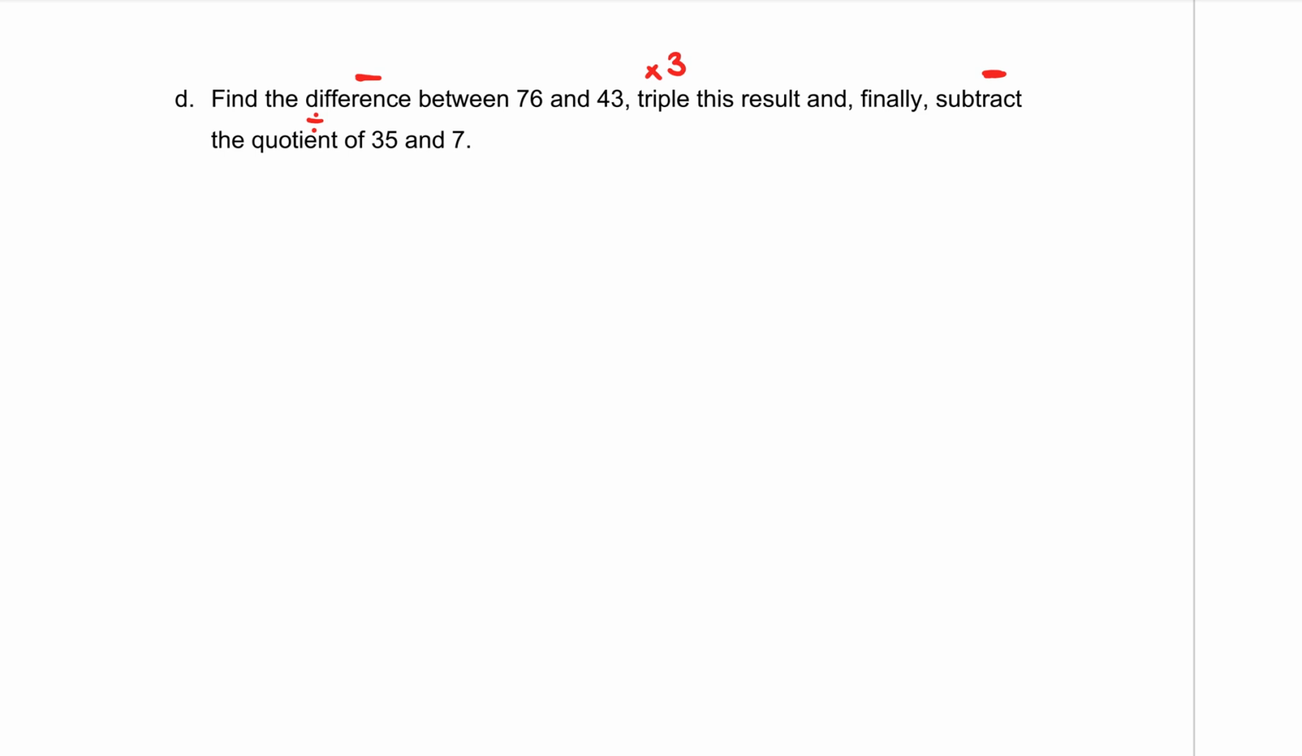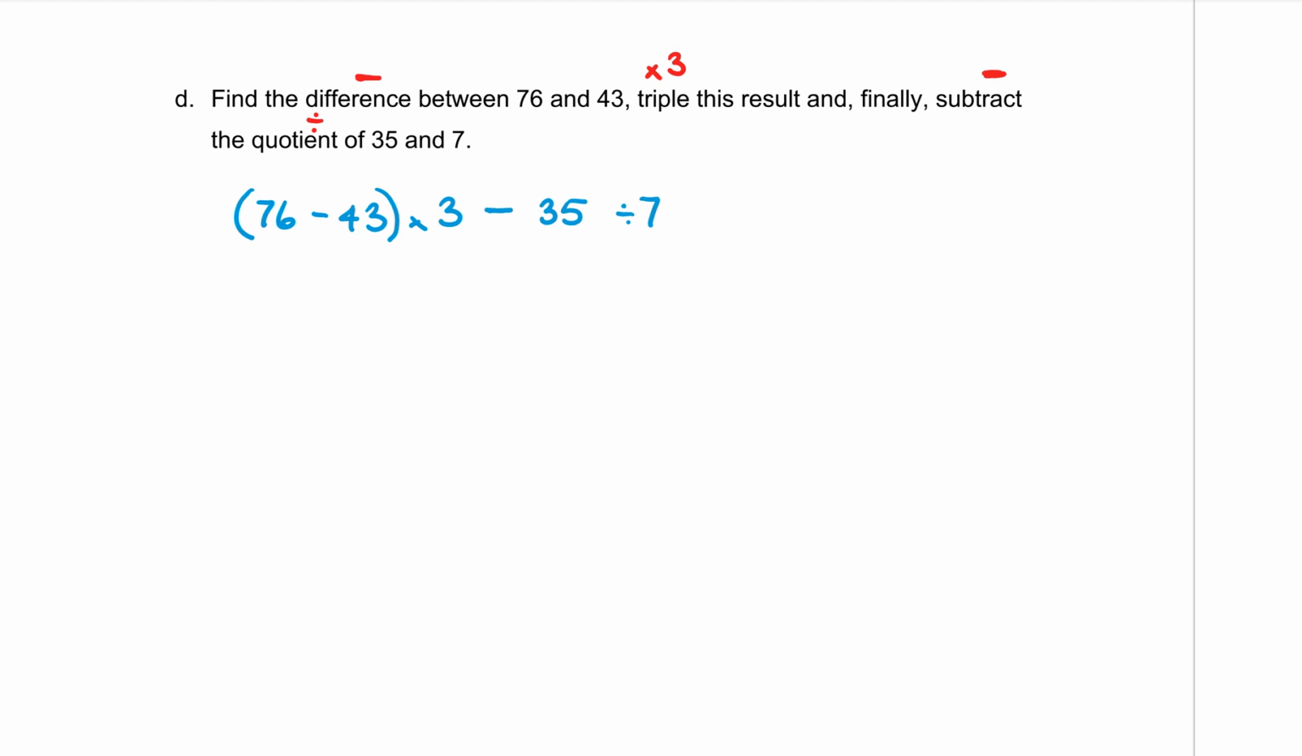So, find the difference between 76 and 43. So 76, take away 43. That's what difference means. We want to triple this result. That means we need to find out what that's equal to and triple it, which means to times it by 3. And finally, subtract. So we now want to take away the quotient of 35 and 7. So that means, quotient means divide, 35 divided by 7.